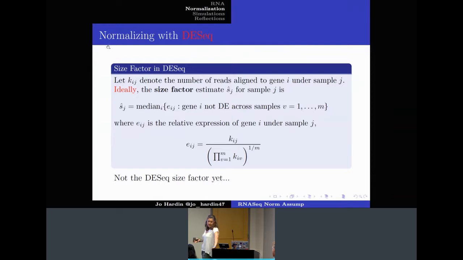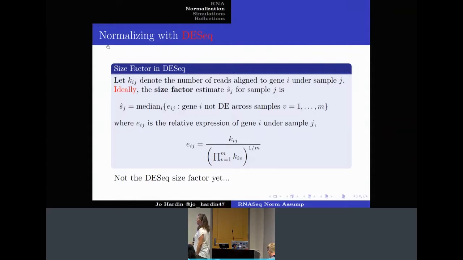So now we're going to talk about DESeq, which is arguably the most common normalization procedure, and really builds on that idea of the median value. So what DESeq does is they take not only the median value, but they use, it's almost like a reference sample. So let's see what these numbers all are.